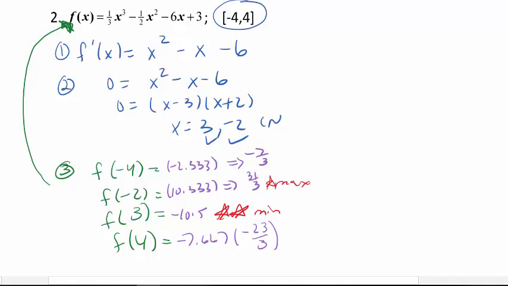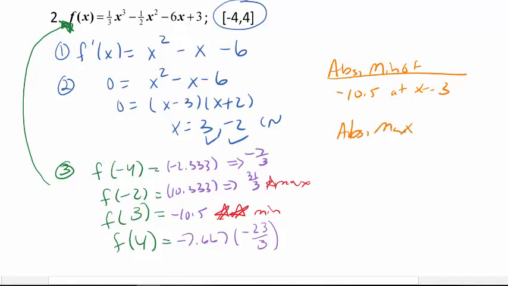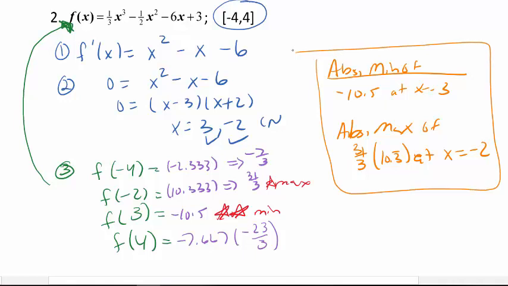So remember, how we write our answers is very important here. I have an absolute minimum of negative 10.5 at x equals 3, and I have an absolute maximum of 31/3 at x equals negative 2. You're using that fraction key on your calculator. Remember, it's not a difficult piece to use, so make sure you practice using it on your homework.